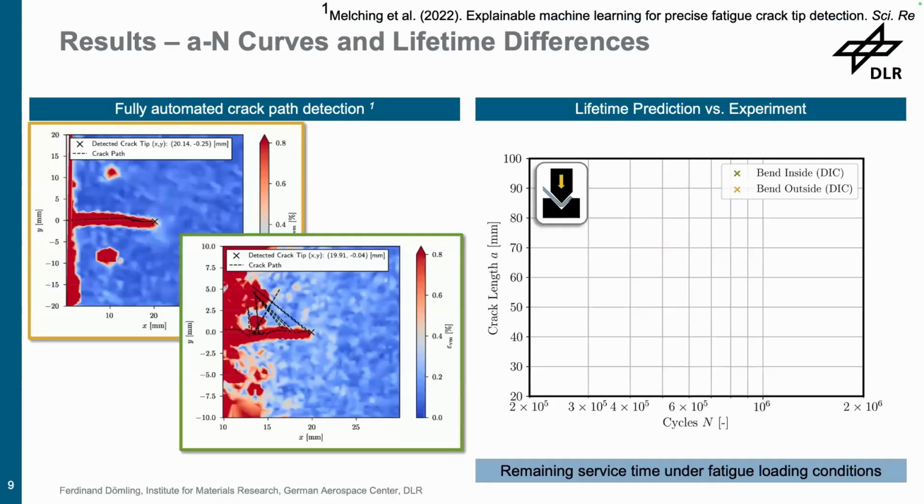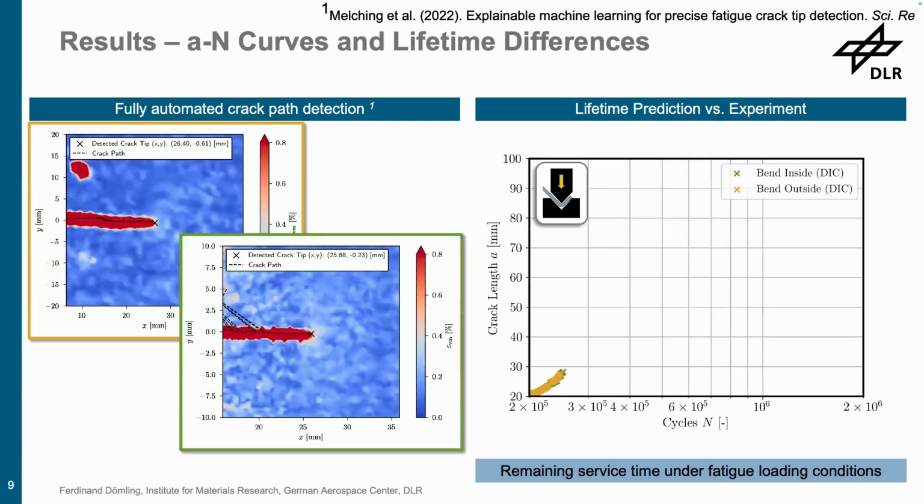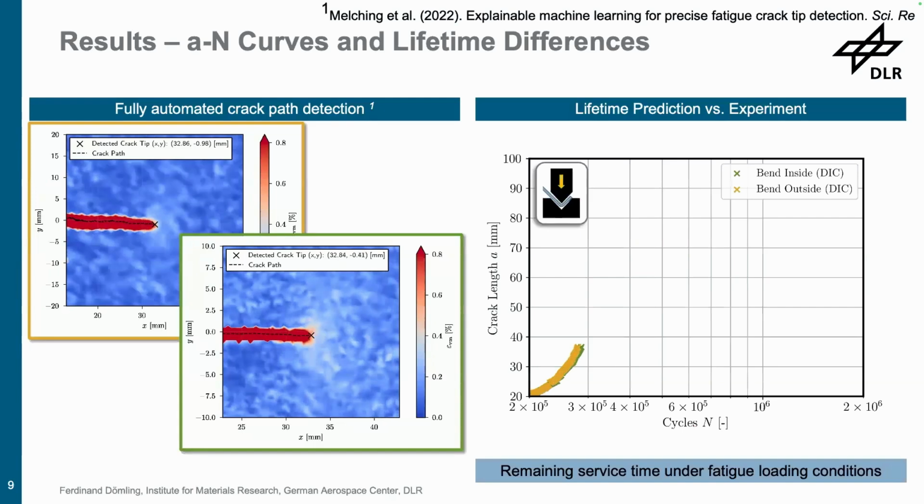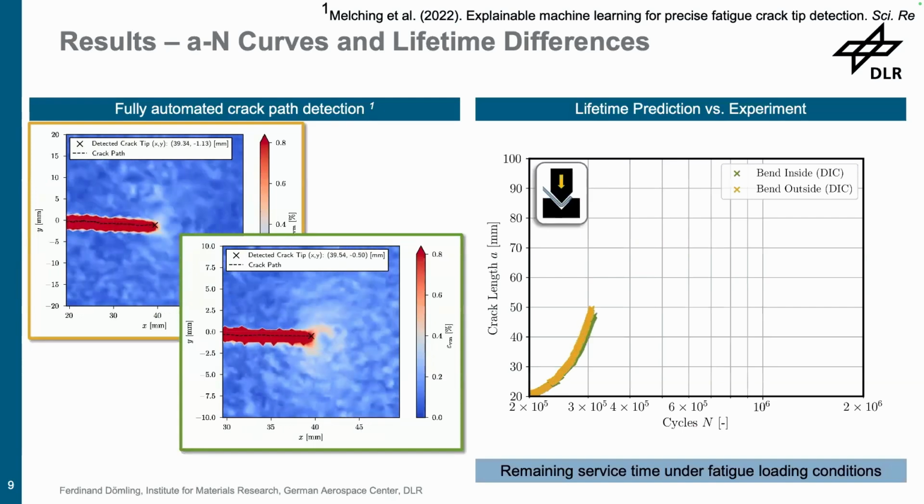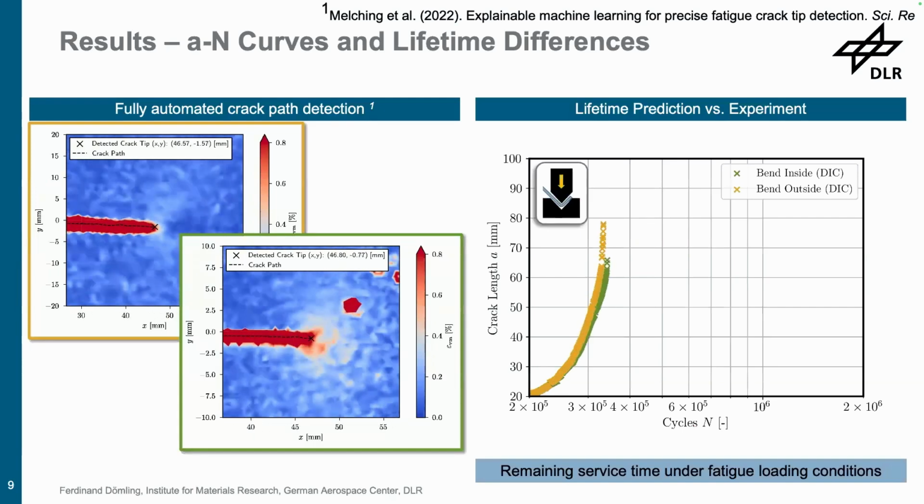Okay, now the results. This is also implemented here. So we don't deal with crack segmentation ourselves. We train the U-Net to do that. And what you see here is the U-Net in action. We derive our a over N curves here. We start with our simple process.